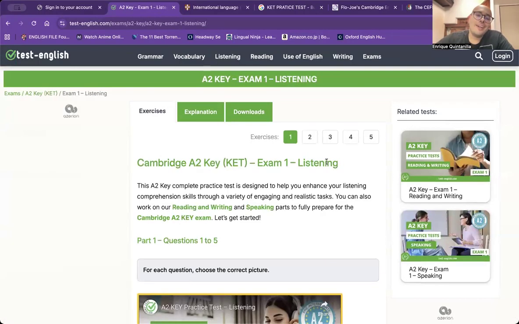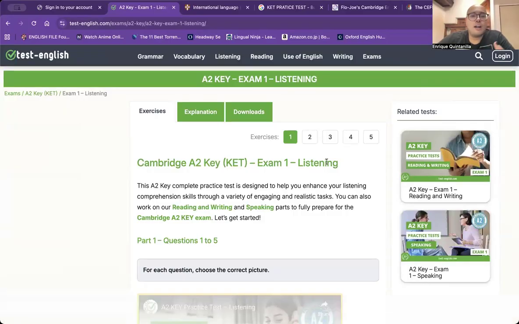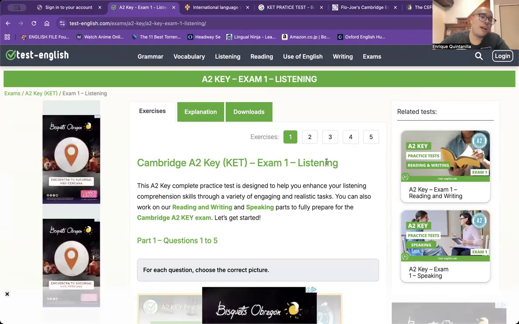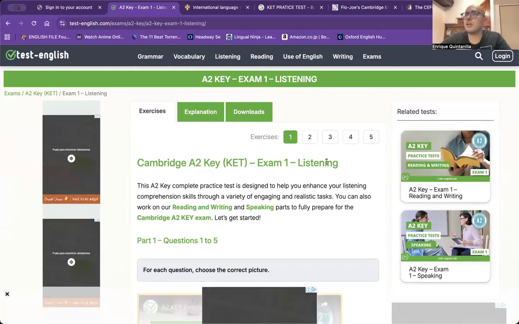There is no tip or strategy for the listening. What I highly recommend is to have as much practice as you can beforehand. How can we do that? Well, listen to English music, watch TV series, practice your speaking conversation with native speakers, which is a little bit complicated and difficult for you.